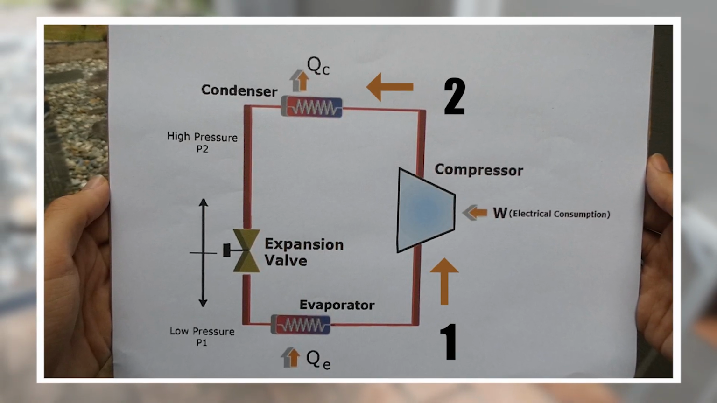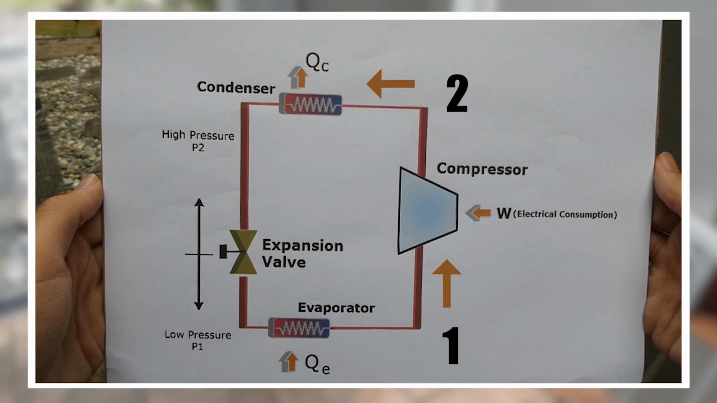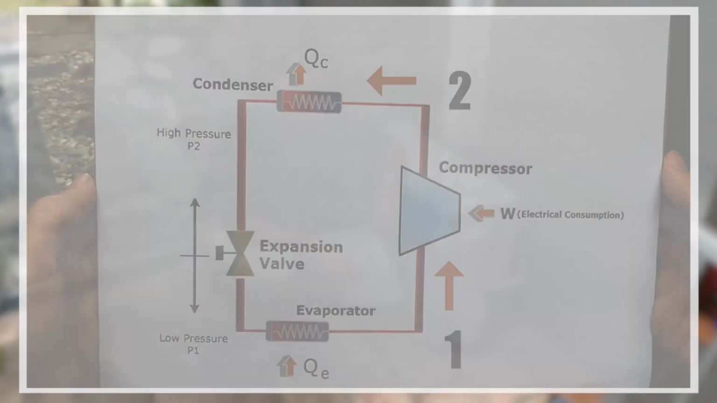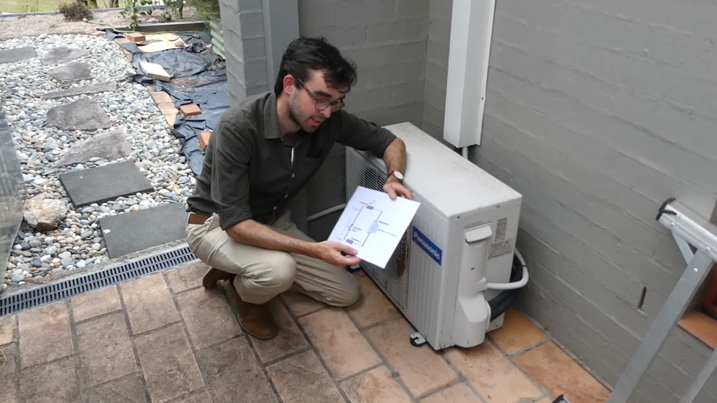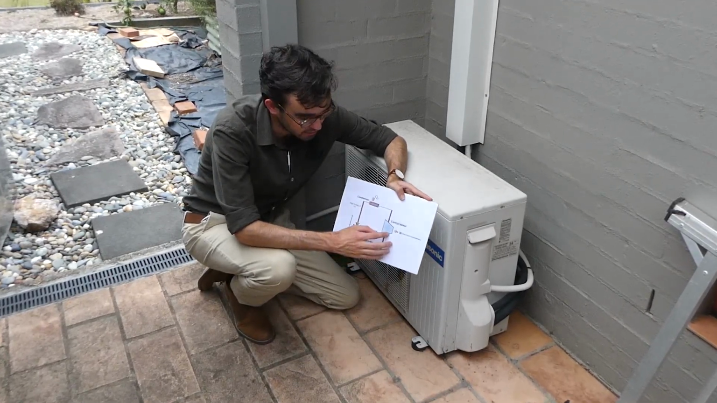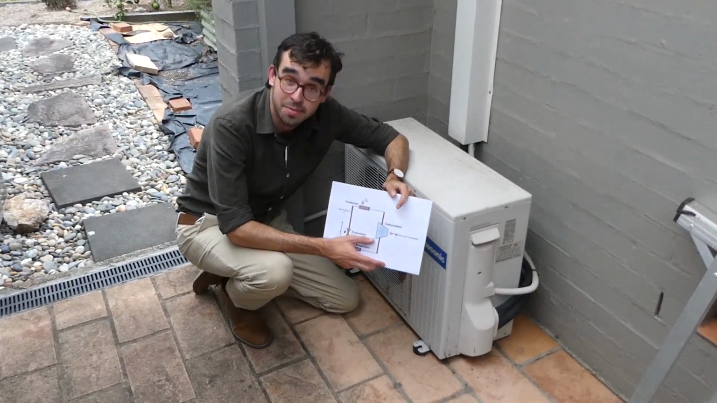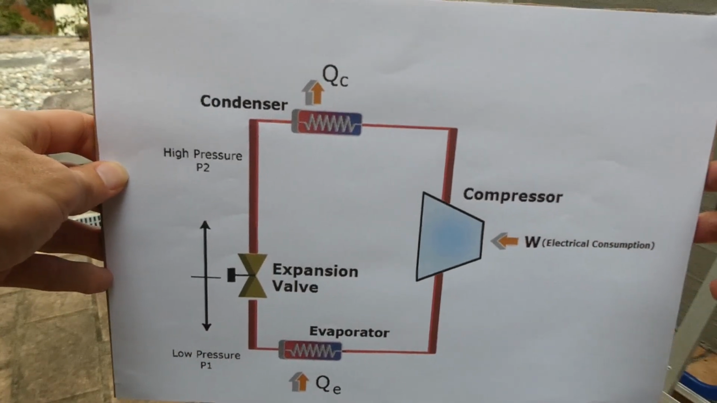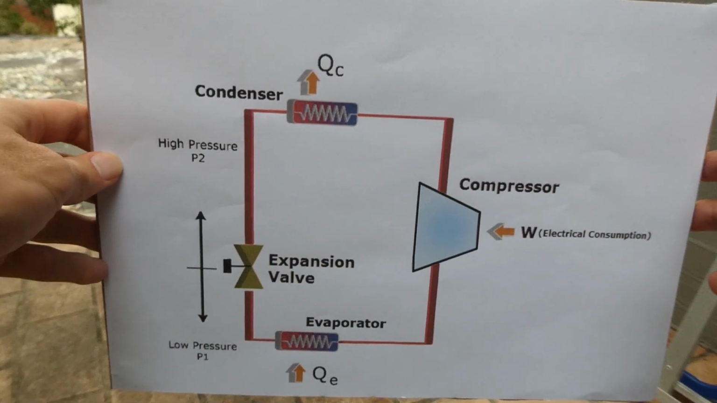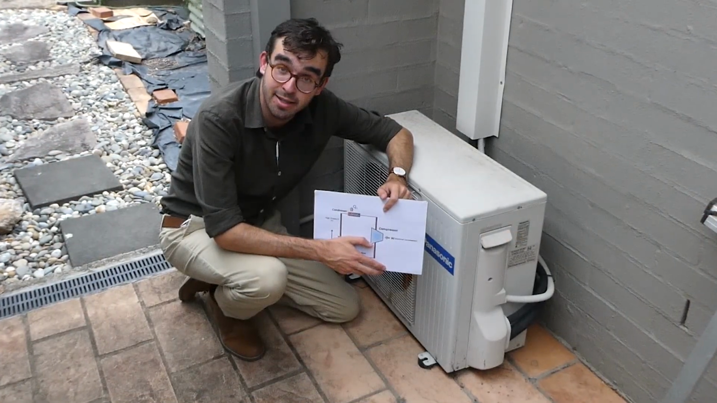It then flows into the condenser, and this is the device which expels heat back into the environment. And of course, let's note that the compressor here on our diagram requires some sort of work in. And in this case, that is electricity. Sadly, we can't get anything for free.